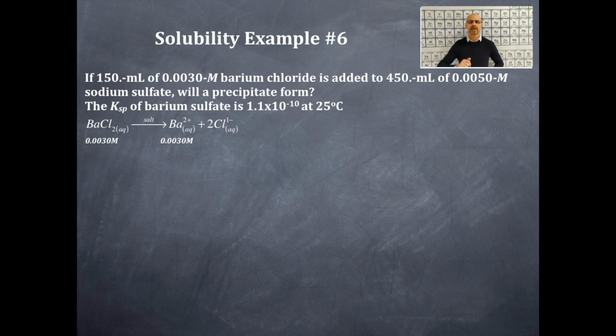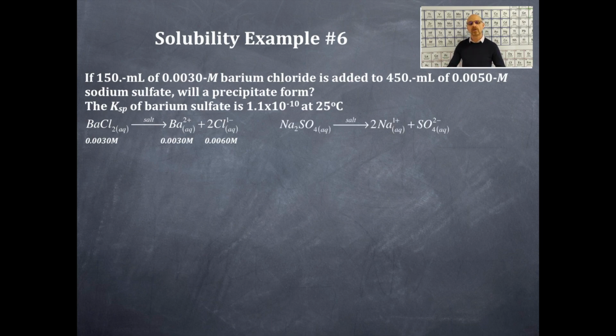But I'm going to get the chloride ion concentration so that you know how to do that. So the stoichiometric coefficient in front of the barium chloride is a 1. The stoichiometric coefficient in front of the chloride is a 2. So I'm going to take the barium chloride concentration and multiply that by 2, and I get now the chloride ion concentration, 0.0060 molar. But I'm really truly only interested in the barium ion concentration, because that's going to form the insoluble precipitate with the anion of sulfate.